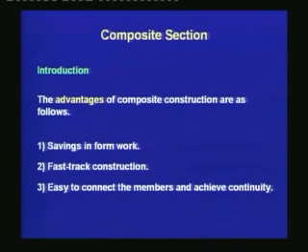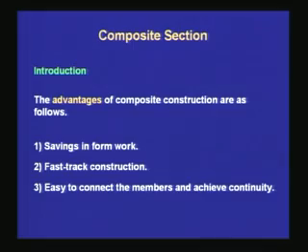The advantages of composite construction are as follows. First, it can lead to savings in formwork. As I had said before, sometimes the precast member itself acts as a part of the formwork, and hence the formwork can be saved. Second, it is a fast track construction.